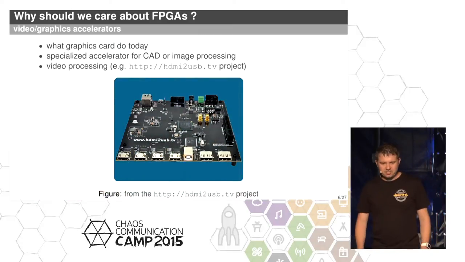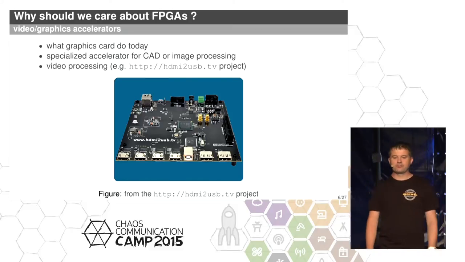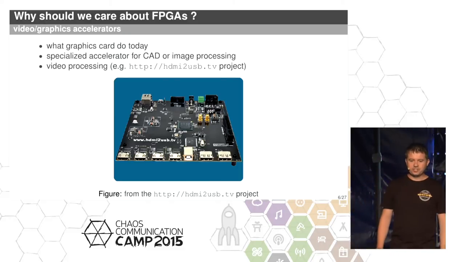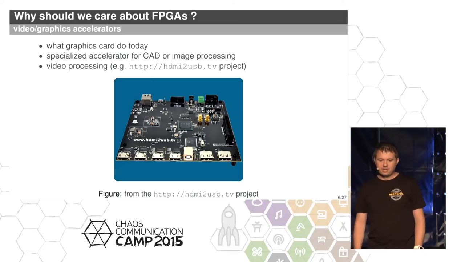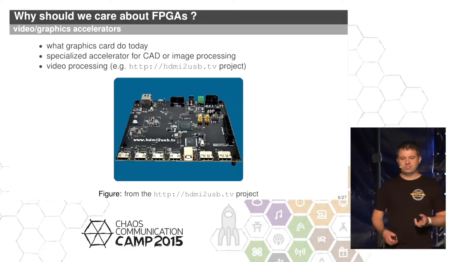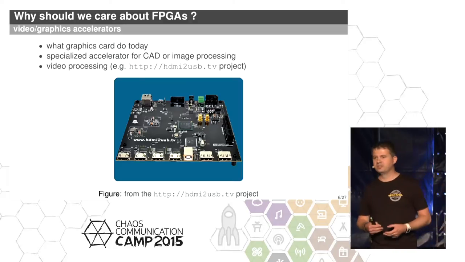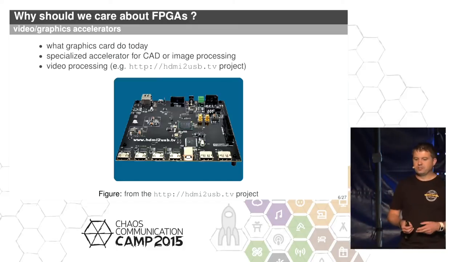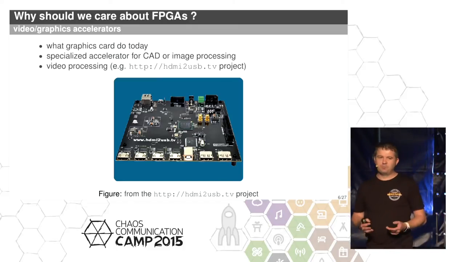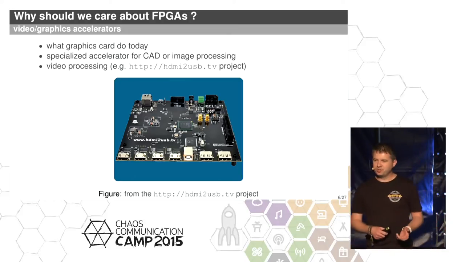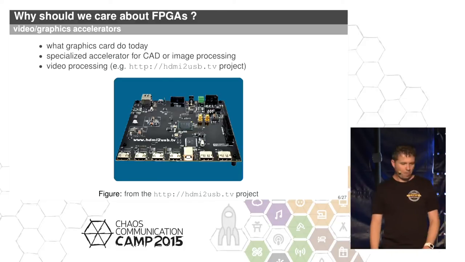Another thing you can do is accelerate video or graphics. I had a nice conversation at the camp about this HDMI to USB TV project, where Tim does a lot of HDMI stuff on the FPGA and accelerates the graphics on the FPGA. And you could even do image processing. For example, if you use GIMP, you can have some filters offloaded to an FPGA and do faster image processing.